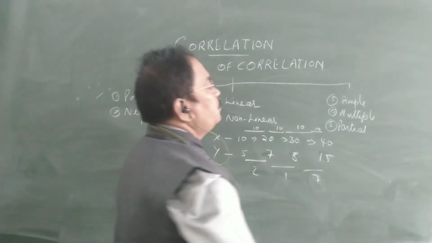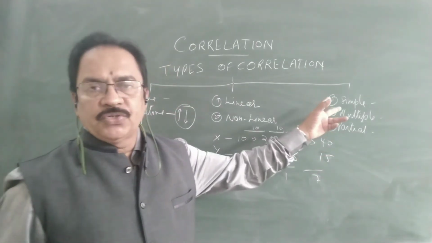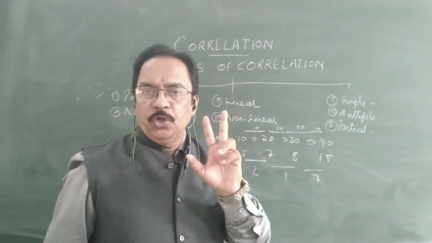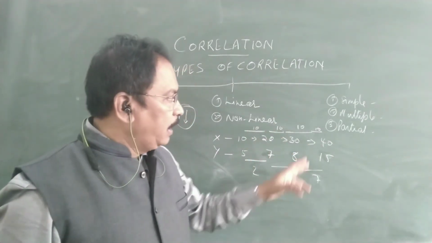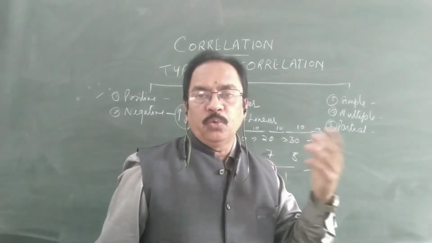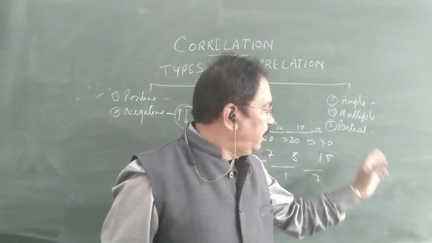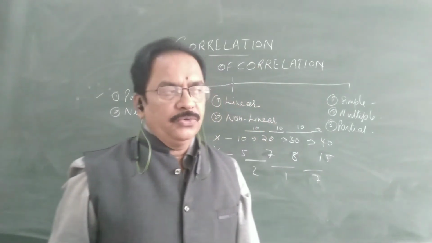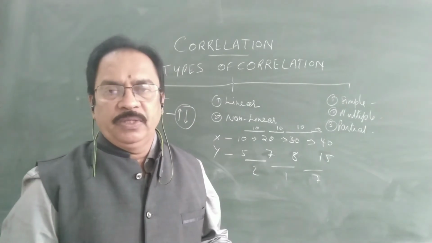When we talk about simple, multiple and partial correlation, simple correlation means when we study the relationship between only two variables. Then multiple correlation, when we are studying the relationship between three or more variables, that is called multiple correlation. Then partial correlation. You see, in certain cases, multiple factors may be influencing the change.